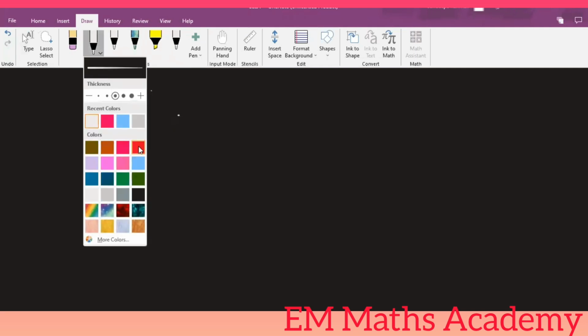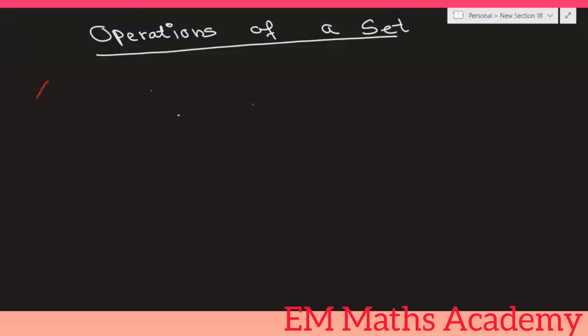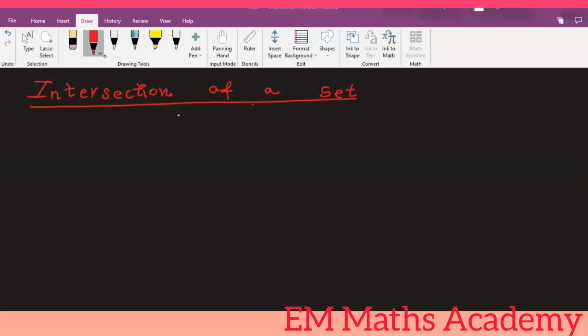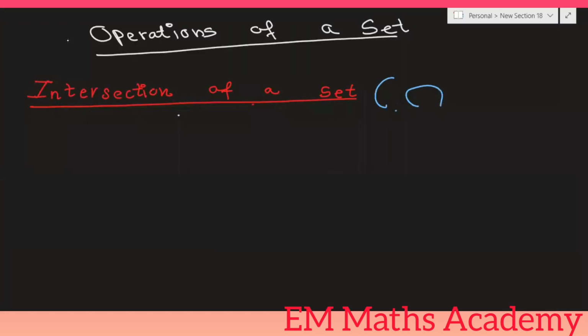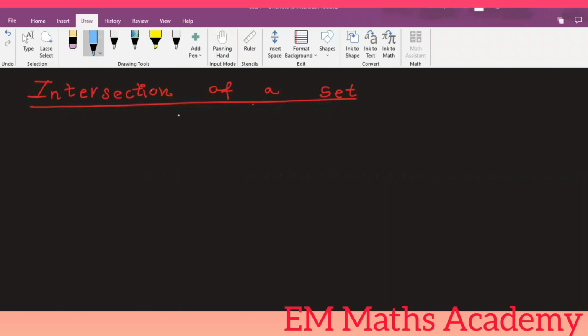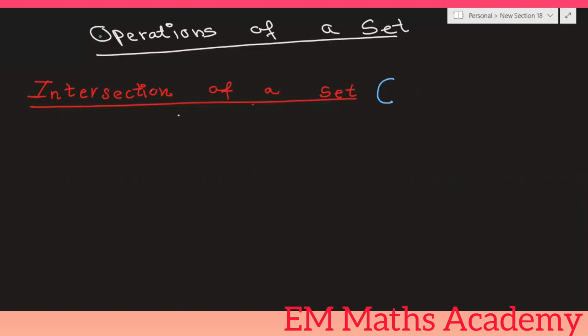No, but when it comes to sets, it is different. What are the operations that we do? First operation is intersection. Actually this is not an operation; we have to pick the elements. The intersection of a set is denoted by the symbol like this, the letter U written the other way around. Intersection of a set.